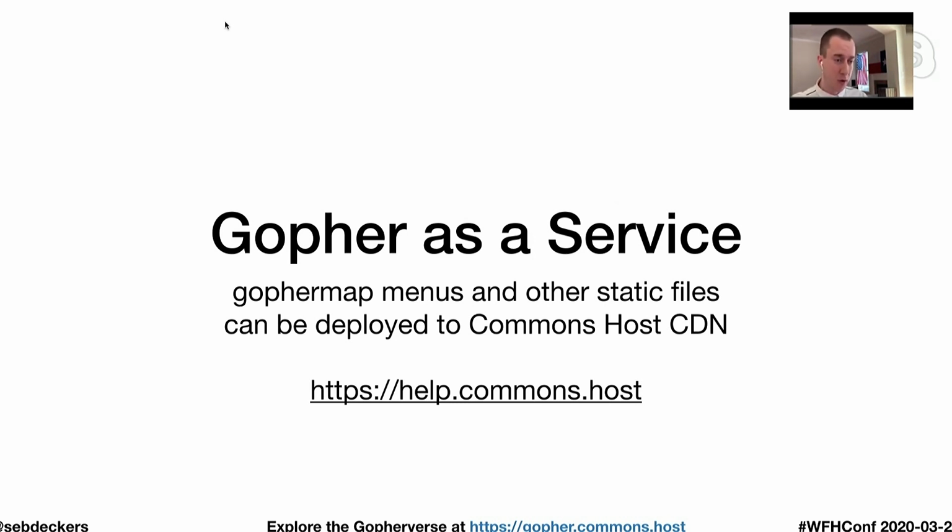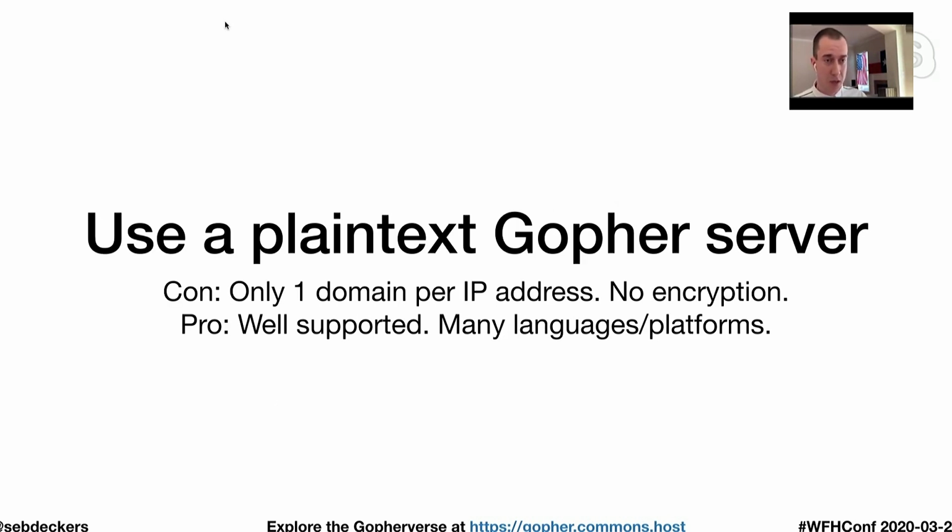And you can deploy, look at the documentation, it's pretty easy to deploy a little Gopher page of your own. Gopher map files, these menus, are very easy to create. Alternatively, you can just use any old Gopher server. There's plenty of them out there, lots of platforms, lots of languages, whatever you're comfortable with, lots of tutorials and documentation, videos and everything. The only downsides are you don't get encryption, and you can only host one domain on your IP address. Say that you're running this on a Raspberry Pi at home, which most people seem to do.